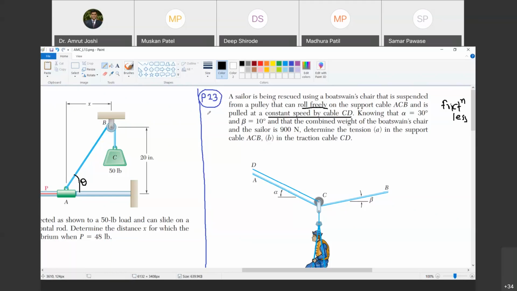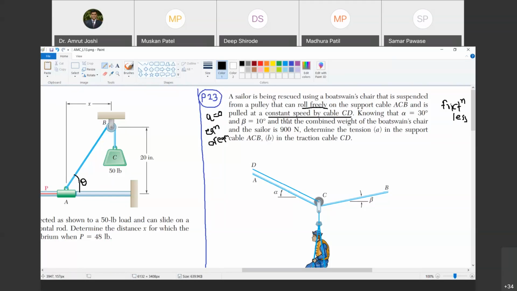That means acceleration is 0. Are you with me? Yes, sir. And still I can use equations of equilibrium. Happy? Yes, sir. You have to read between the lines. If it is not pulled at a constant acceleration, then I cannot use the equation of equilibrium in x direction.